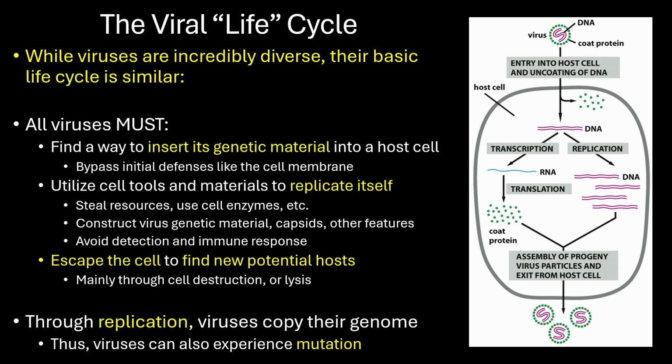All the while, it has to avoid being destroyed or discovered by the cell or the organism's immune system. And eventually, when it has made enough little viruses or the virions, it has to escape the cell and then find new hosts to continue that cycle, either through destroying the cell, like lysis, or from budding off from the cell, different things like that.